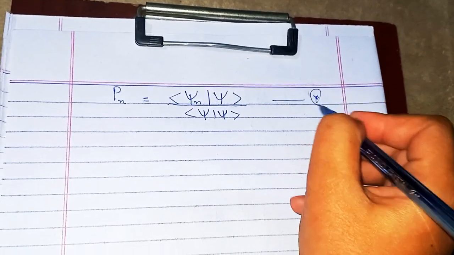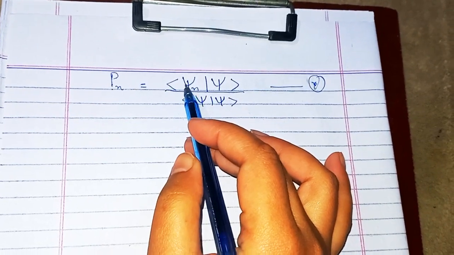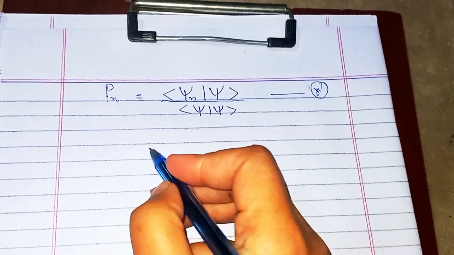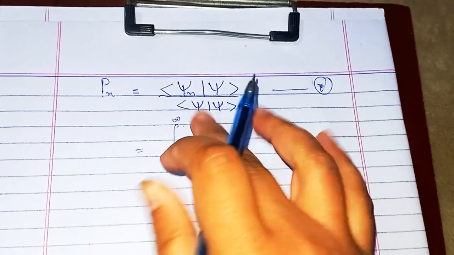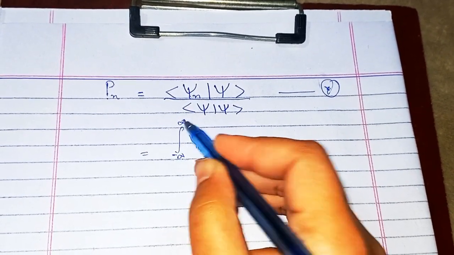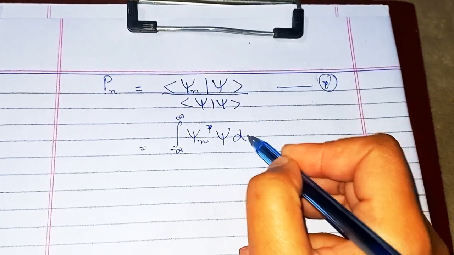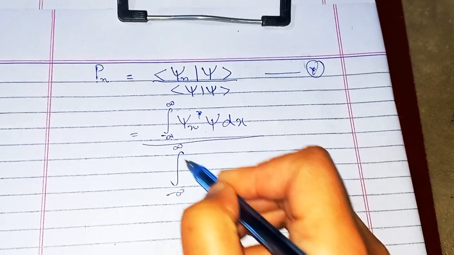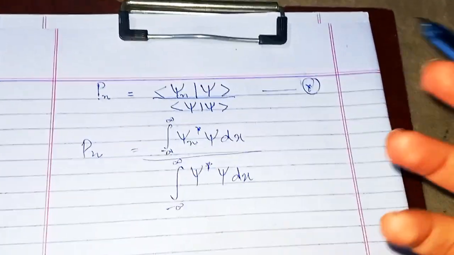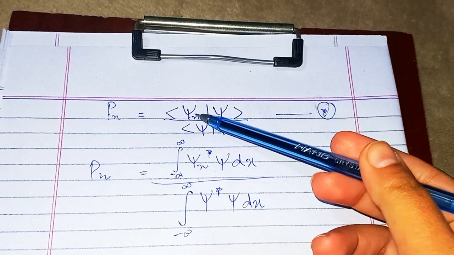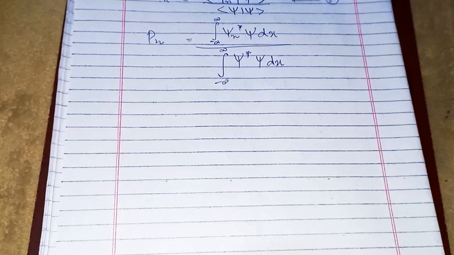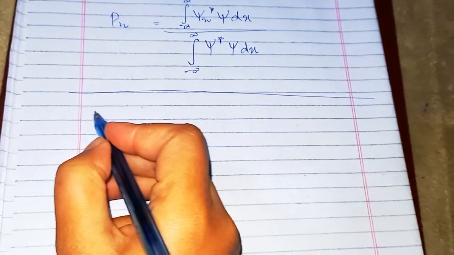So that is the formula to calculate the probability of a particle or a system to be in the psi n state when psi is the general state. So we can write it in integral form as well, since it is written in bra-ket notation. You can write it from minus infinity to plus infinity, and that is the formula. Okay, that is the formula to calculate the probability of a particle to be in the psi n state. All right, so we have seen two different formulas for calculating probabilities.